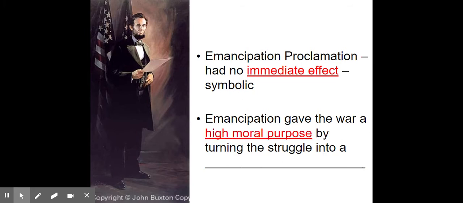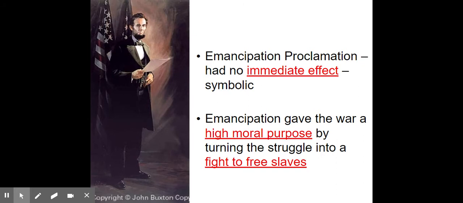Emancipation does give the war a higher moral purpose. It's not just about preserving the country anymore, it's about giving freedom to a group of people. The struggle has become a fight to free the slaves, and you can't underestimate that. Okay? It gives the war a higher moral purpose, and now we're fighting to free the slaves.